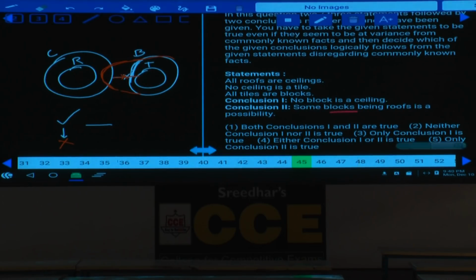Then coming to the second, some blocks are roofs is a possibility. Some blocks or roofs means block. Now tell me whether I can draw my block like this or not. Yes, it is possible. Only conclusion 2 follows, only conclusion 2, choice 5 is the answer.